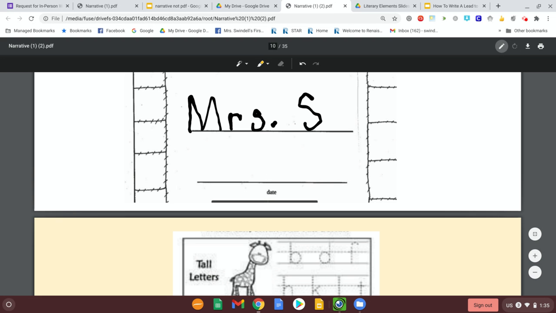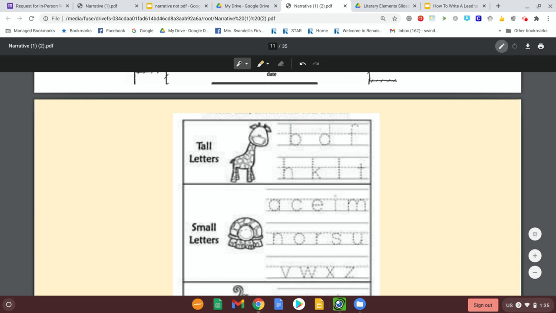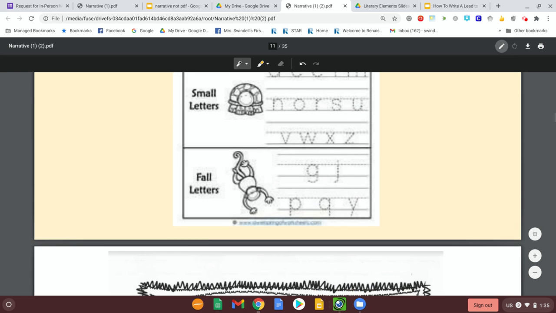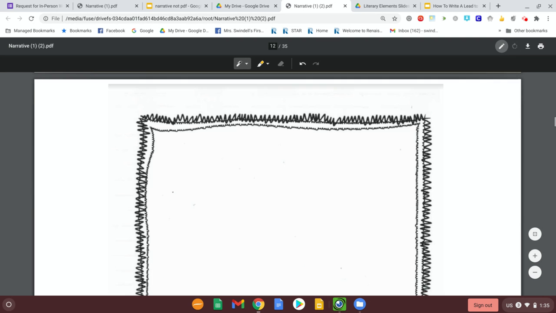And then the date today, we'll put, oops, goodness, today is the 12th. 12, oh, today's the 2nd. Let's see if it'll erase. All right. 12/2, and I'm just going to write 20 for 2020. So we are on December 2nd, 2020. Okay, and there's those tall, small, and fall letters. I really want you to try making your letters nice today.